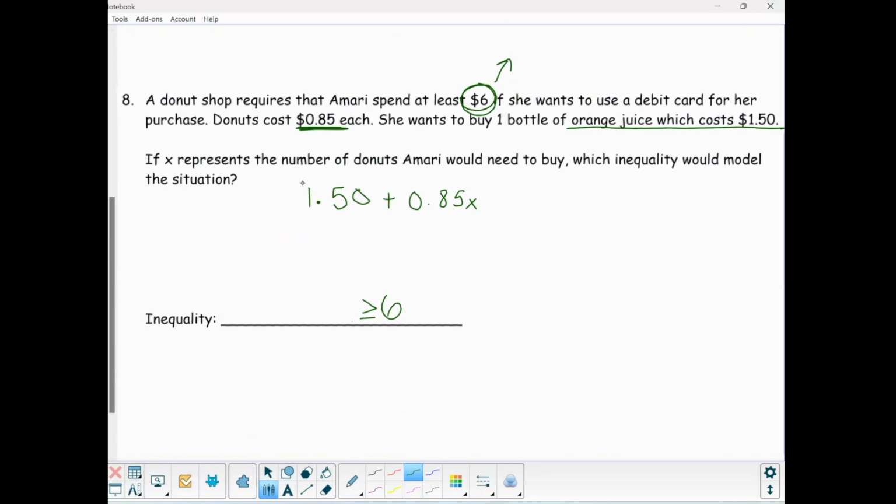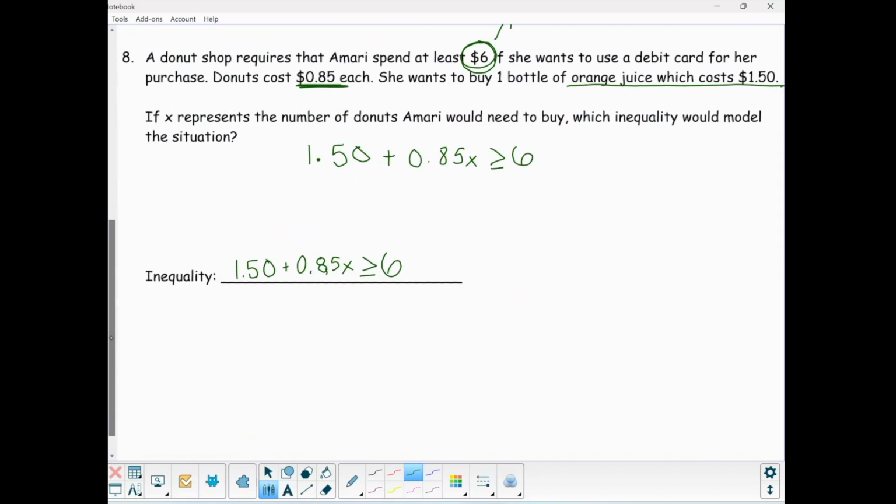And then whatever she spends here between her orange juice and her donuts has to be greater than or equal to the $6 she has to spend in order to use her debit card. And that is it. It's not asking you to solve it. It just wants you to create the inequality. Now, it doesn't matter if these numbers are switched around, as long as your 85 cents is attached to the X, which is the number of donuts. And that's it for that one.